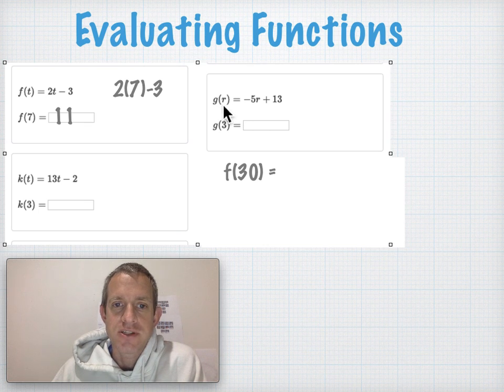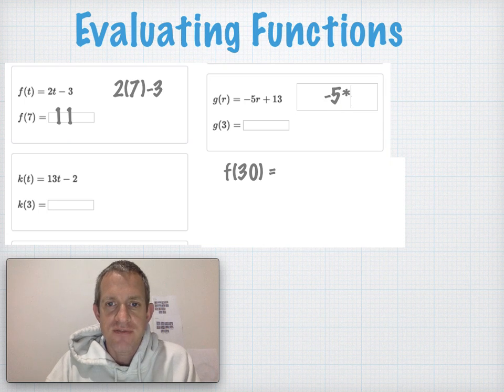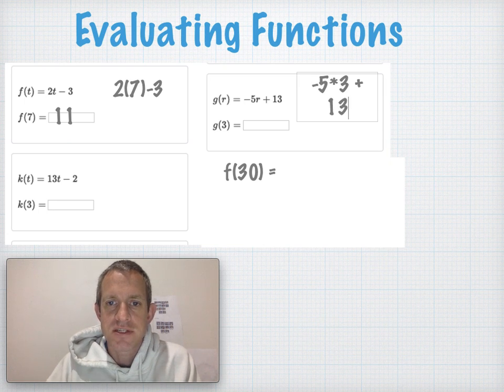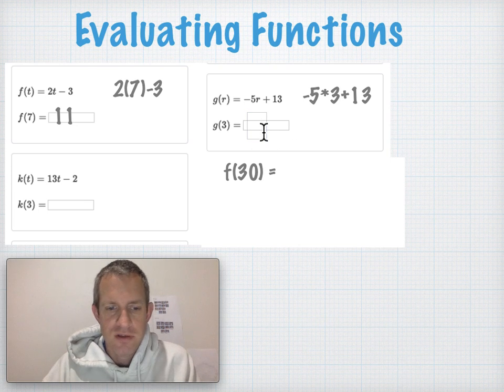In this question, g of r is now negative 5 times r plus 13. That means whatever goes inside gets multiplied by negative 5, and then 13 gets added to it. This question is asking us, what is g of 3? That means put a 3 in for r and see what comes out. So negative 5 times 3 plus 13. The negative 5 times 3 part is negative 15. Negative 15 plus 13 would be negative 2, I believe.